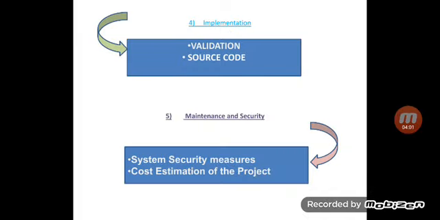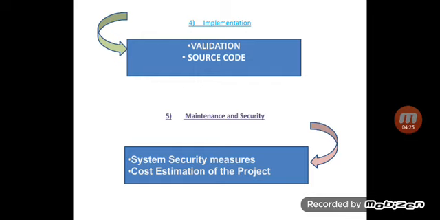In implementation we will talk about validation and source code. So the validation means to check if our software is complete or not. Means that if software meets the expectations or not. We must check all the entries of validation criteria section of SRS document.